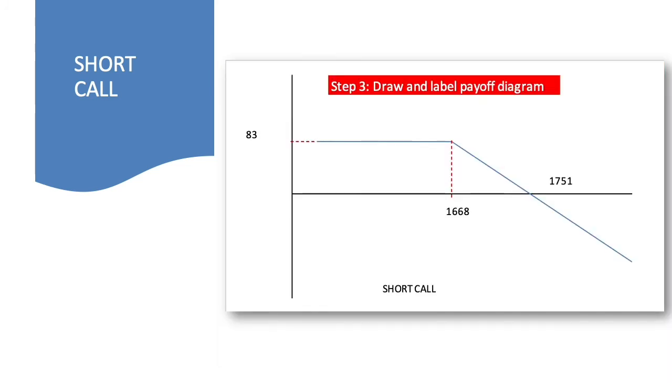So step number 3, you need to draw and label your payoff diagram. So this is the shape for short call. Okay, then you need to label the break-even price, which is at the point where the payoff line cuts the market price line. You put it 1751. And then you need to label your exercise price 1668 at the point where the payoff line changes direction. And then the maximum profit in this case, based on the previous calculation, is positive 83. So you have your payoff diagram for short call.